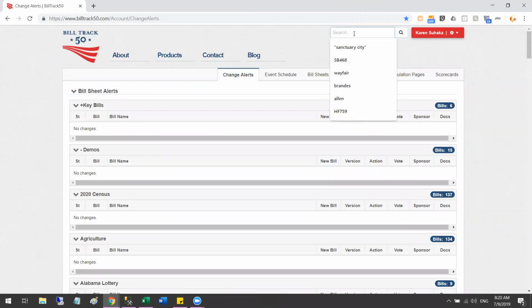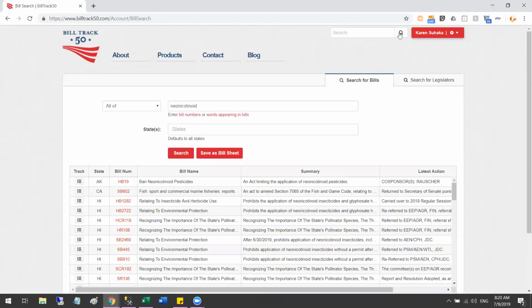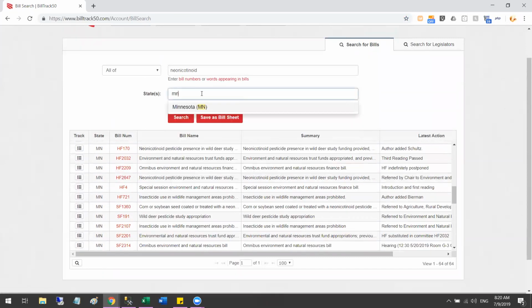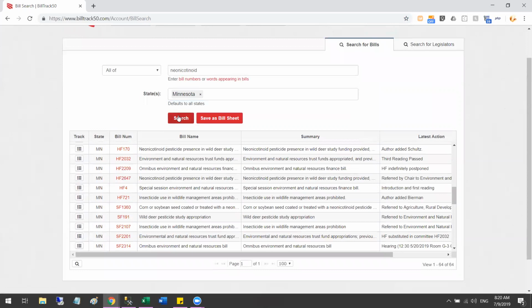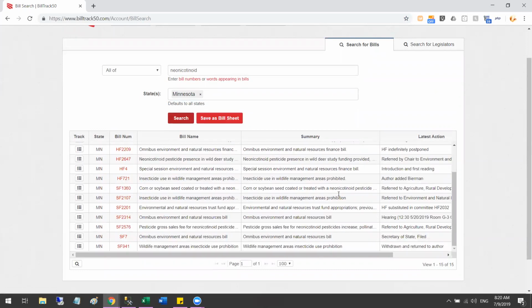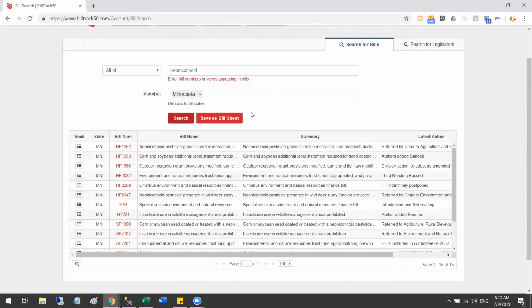I'm going to search for neonicotinoid. Boop. And of course, if you don't have any bill sheets yet, then you'll just show up on this screen, and that's fine. So you put your search terms in here, and here are all the bills. I can go scrolling through here. For this demo, I think I would like to do Minnesota. So I'm going to narrow it down to that. And I've got some bills. So I'm going to go ahead and say that looks good.